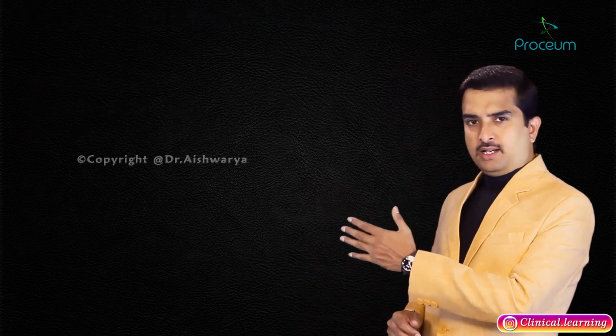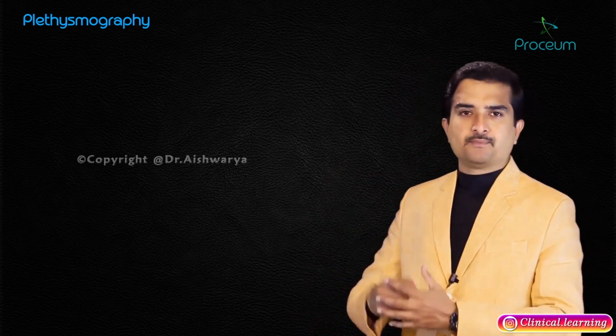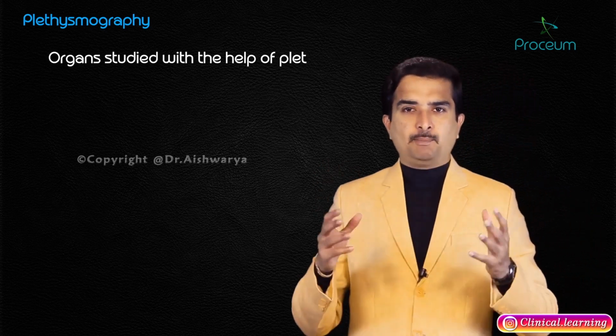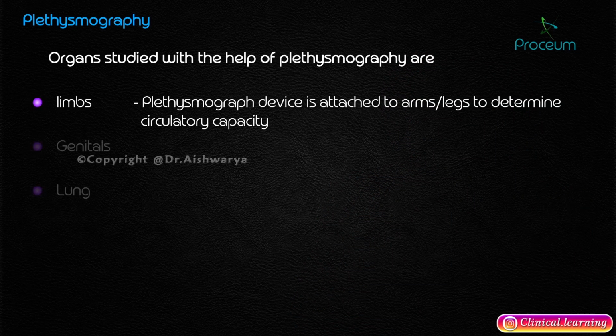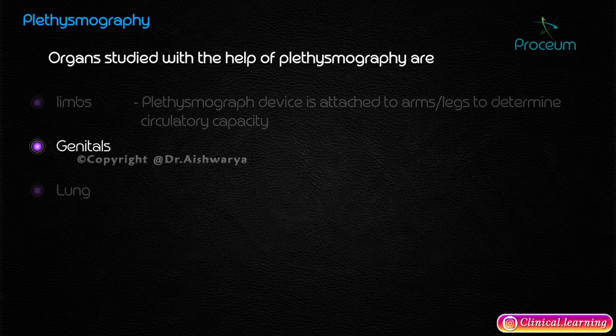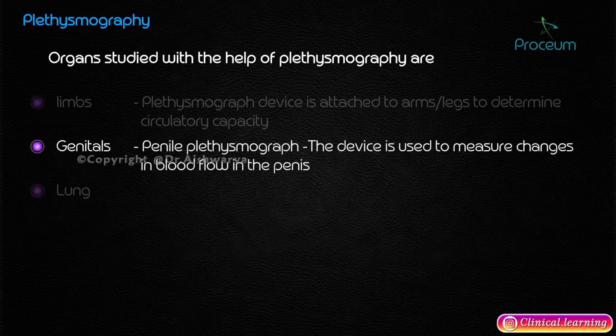And the first one is plethysmography. A plethysmograph is an instrument for measuring changes in volume within an organ or the whole body. The organs studied with the help of plethysmography include the limbs. The plethysmograph devices are attached to the arms, legs, or other extremities and mainly used to determine circulatory capacity. And next is the genitals. So what is a penile plethysmograph? This device is used to measure changes in blood flow in the penis.